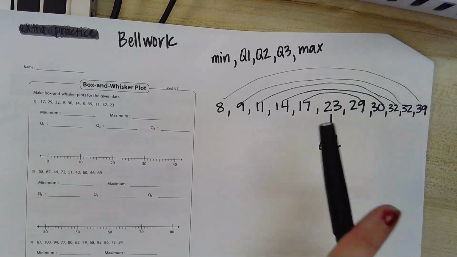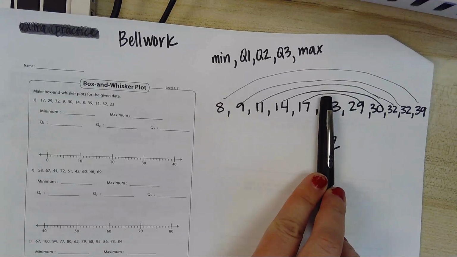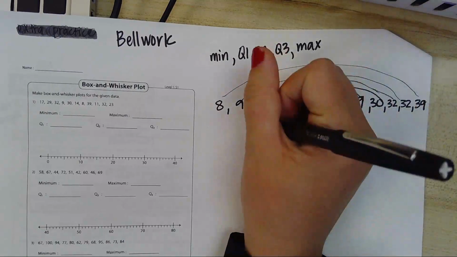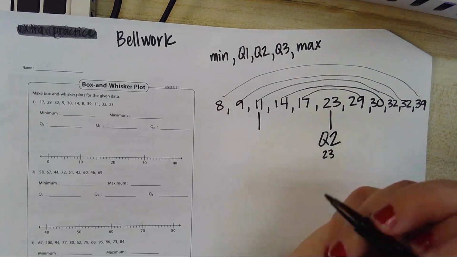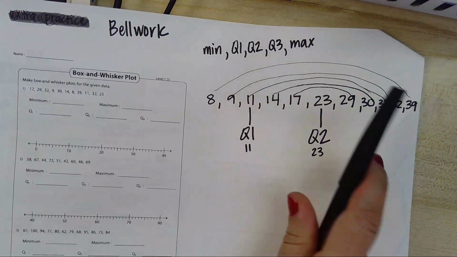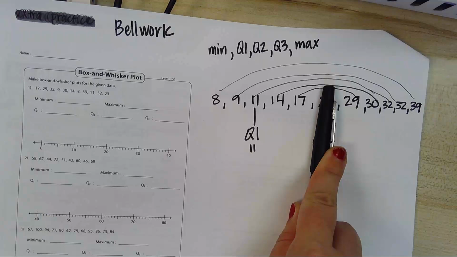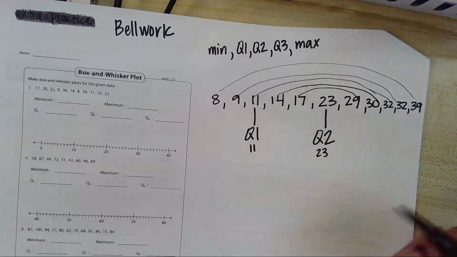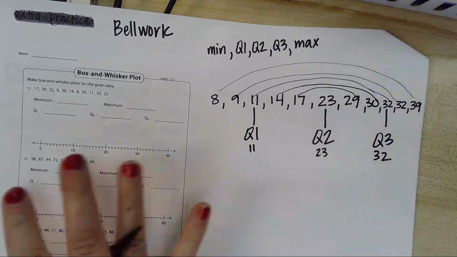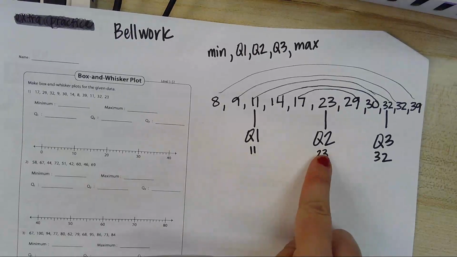Now, we have an exact middle, so it perfectly splits it into a lower and upper half. Looking at my lower half, we have a perfect middle again. And that perfect middle is 11, and it's going to be quartile 1, or the lower quartile. And then if we look to the right, our upper half, we find our upper quartile. And what will it be? 32. And we label it quartile 3. So what we have done is we found out our Q1, Q2, and our Q3.